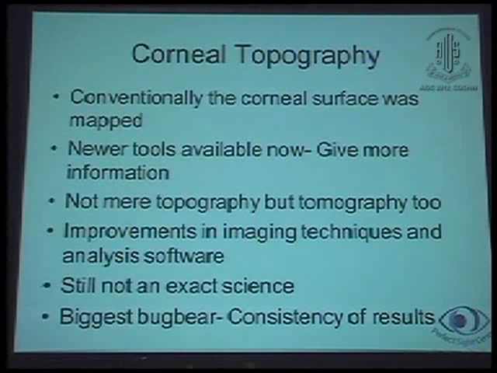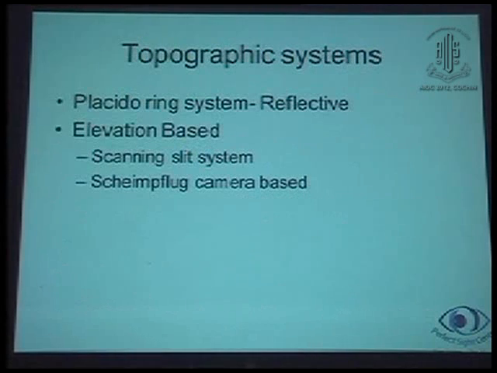Corneal topography conventionally was the mapping of the corneal surface, but the newer tools like Pentacam and OpScan give us a lot more information. They're not just mere topography, but tomography. Improvements in imaging techniques and analysis software have brought about these changes. However, please remember, this is still not an exact science. Most topographers would differ from each other in interpretation, so they actually don't speak the same language. And the biggest bugbear in all this is the consistency of results across various platforms.